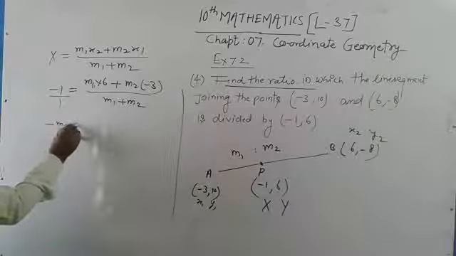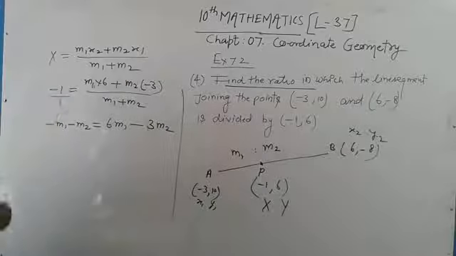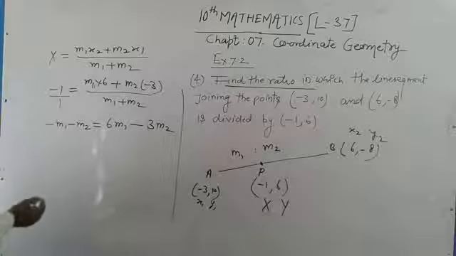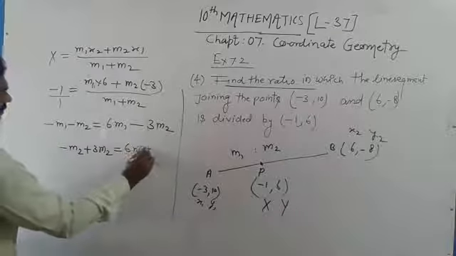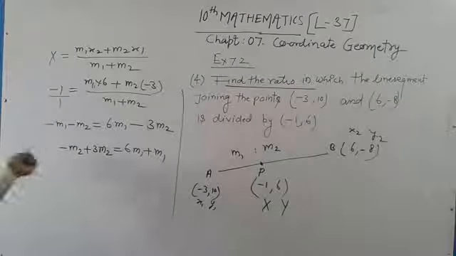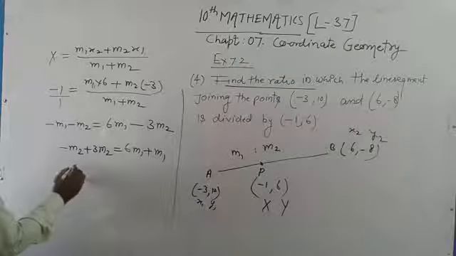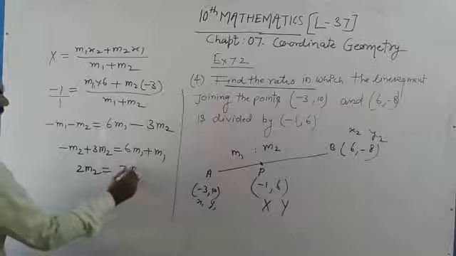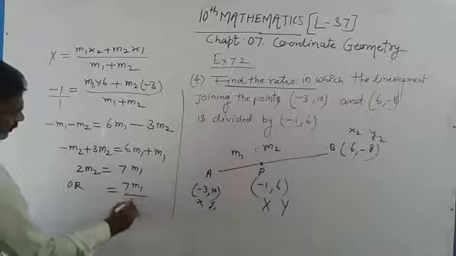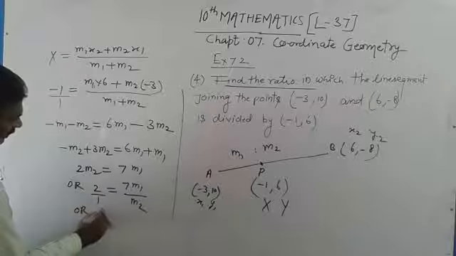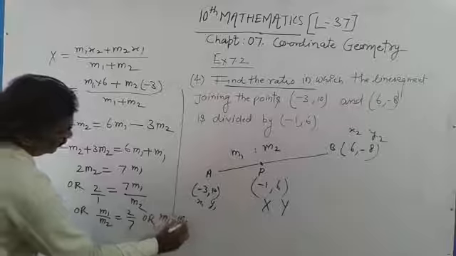So -m1 minus m2 is equal to 6m1 minus 3m2. Okay students, do cross multiplication. We cross multiplied this. Now convert m1 to one side and m2 to the other side. So -m2 plus 3m2 is equal to 6m1 plus m1. We have changed the side: we have put m1 on the right hand side and m2 on the left hand side. So 3m2 minus m2, that is 2m2, is equal to 7m1, or we can say m1 upon m2 is equal to 2 upon 7, or m1 ratio m2 is equal to 2 ratio 7.